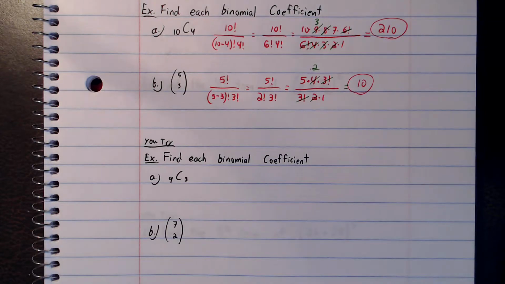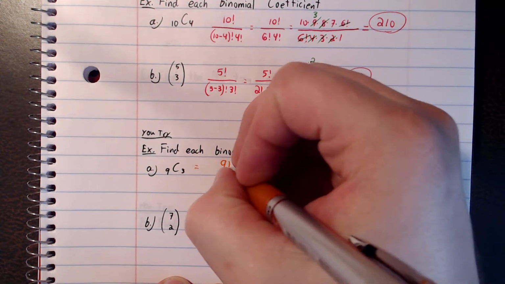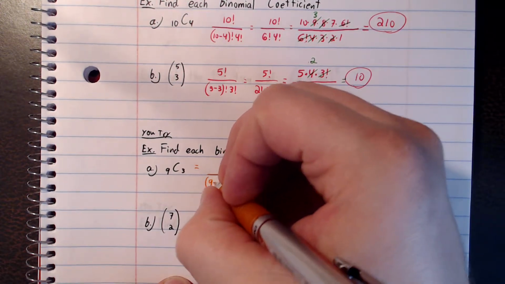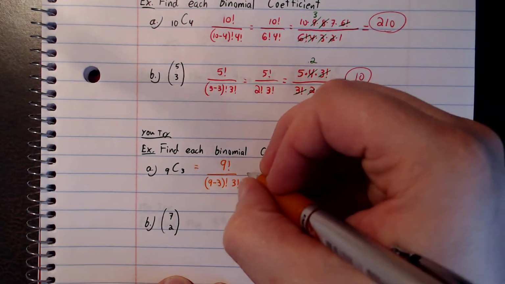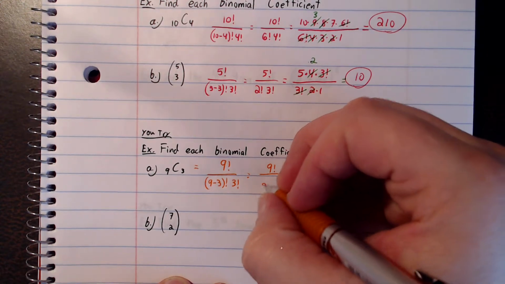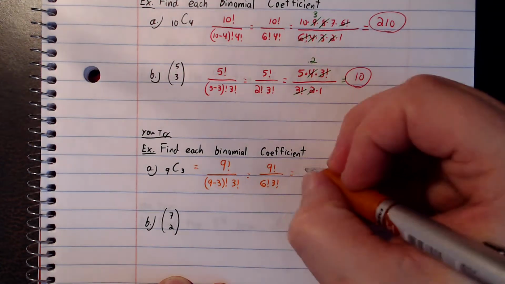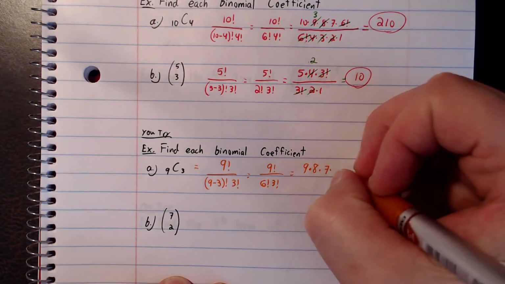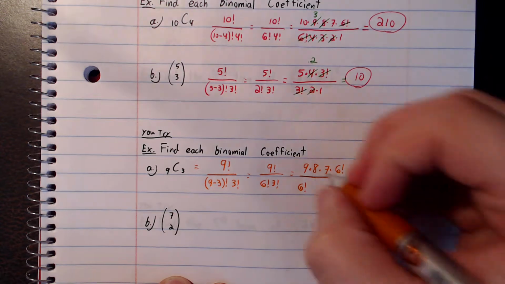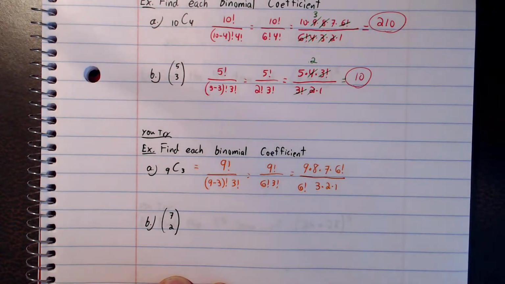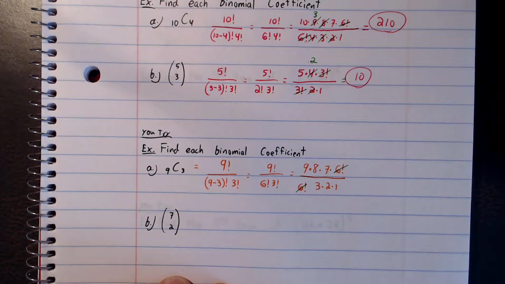All right, let's see. We want for this first one 9 factorial over 9 minus 3 factorial times 3 factorial. Rewriting that, that's 9 factorial over 6 factorial times 3 factorial. So that's where we're going to expand our 9 to. 9 times 8 times 7 times 6 factorial, 6 factorial, and then I'm going to expand to 3. 3 times 2 times 1. That's where our factorials cancel out.